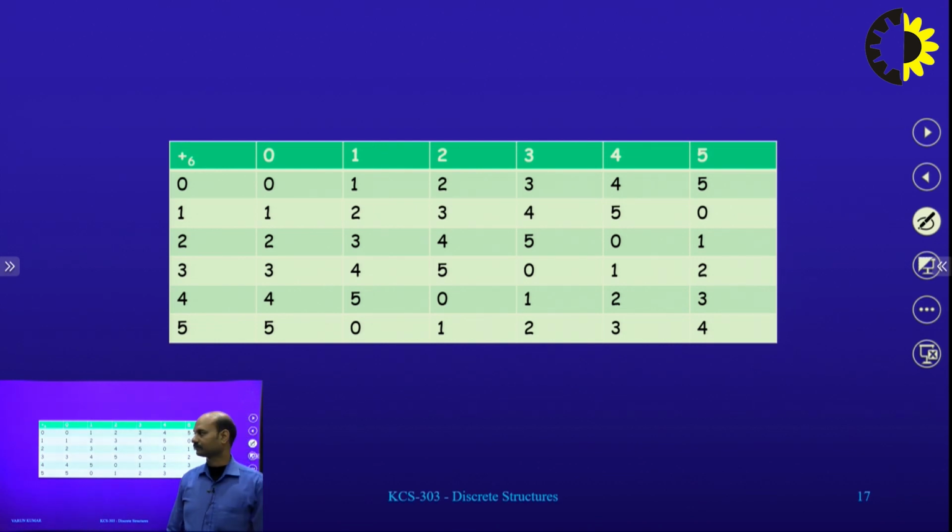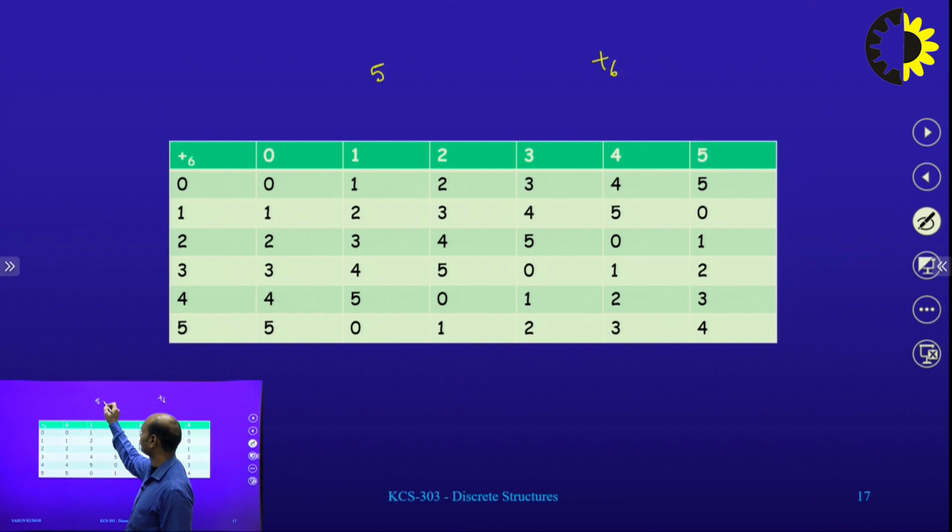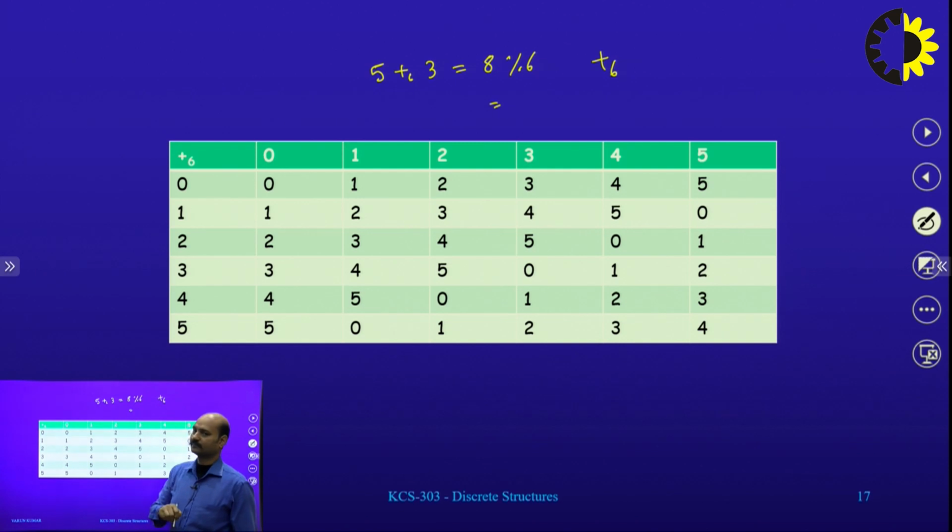We can check here. Here plus 6 is the addition modulo 6. If we add two numbers like this, 5 addition modulo 6 with 3, then the result will be 8 mod 6. Then what is the remainder? If we divide 8 by 6, the remainder is 2. So 0 add with 0, result is 0. 0 add with 1, result is 1. 0 add with 2, result is 2. 0 add with 3, result is 3. Then 0 add with 4, result is 4. Then 0 add with 5, result is 5.